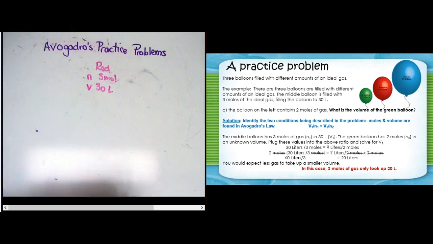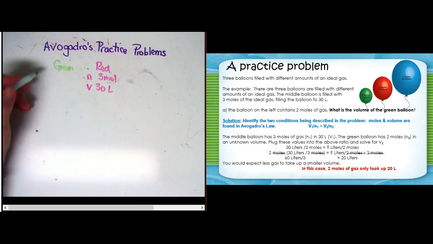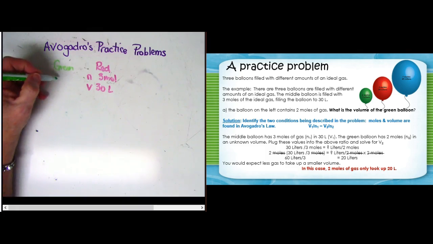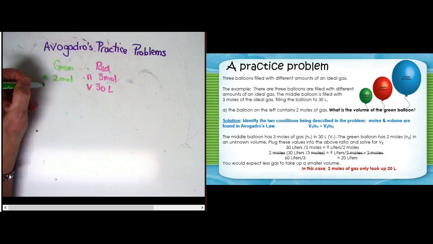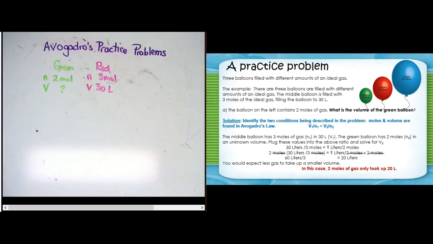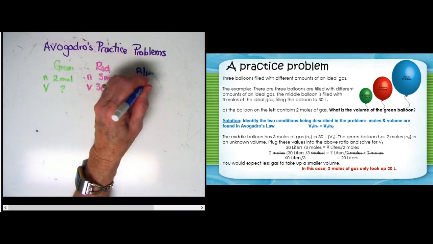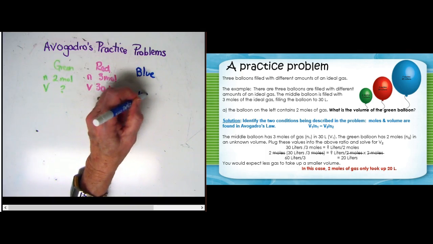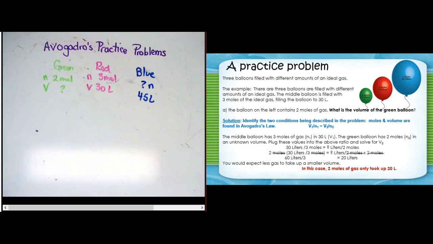And when we're looking at the green balloon, and you can't see that very well, we understand that there are 2 moles, which is your n. We do not know what the volume is. And then on the right, we have the blue balloon, and we know that it has 45 liters, but we don't know how many moles there are.